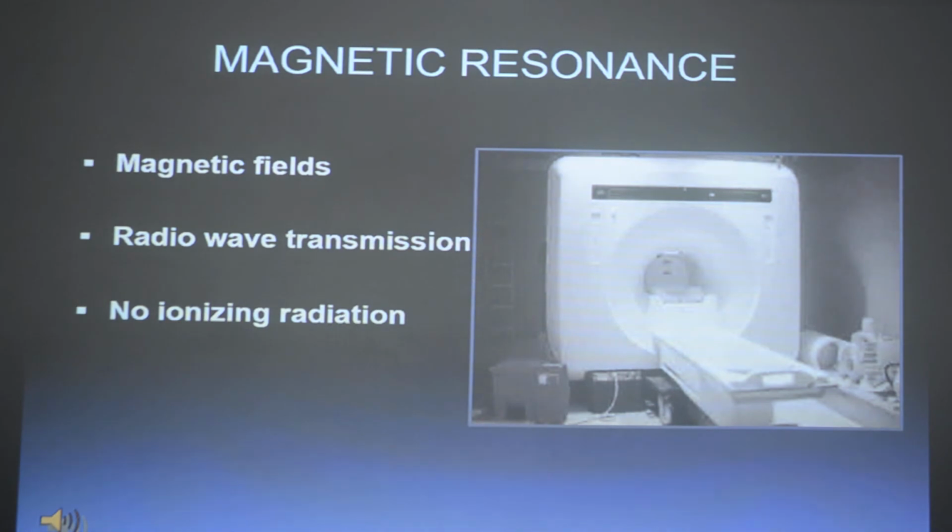Now, a little bit about MR. It doesn't have X-rays. So obviously we are talking about a magnet. Okay? Magnetic resonance imaging means a magnet. So there's no X-ray involved. So there's no radiation. So there's no harm in getting an MR done.